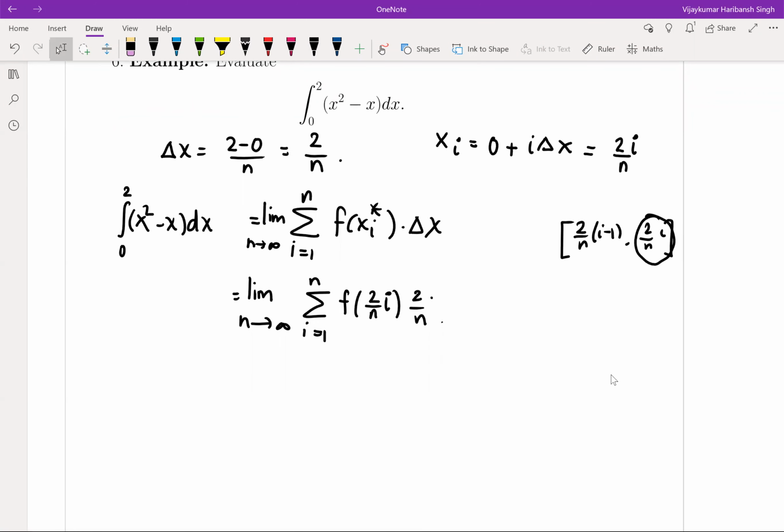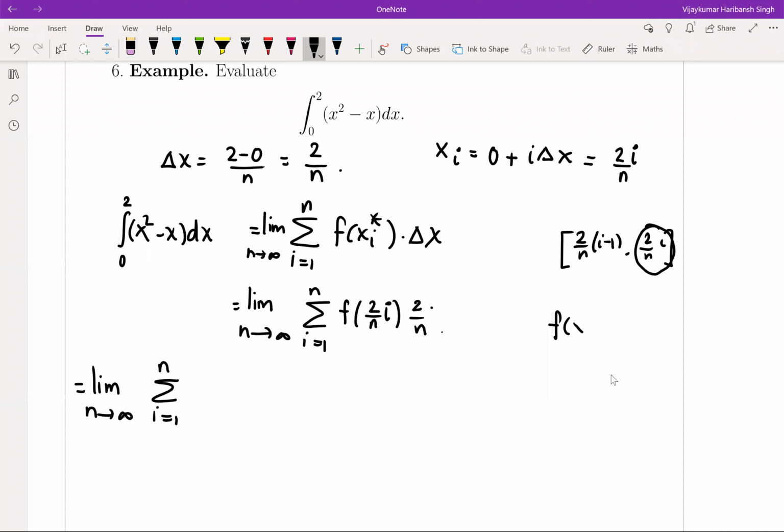So now this is going to be, let's write it down, limit as n goes to infinity. I can take summation, so this is going to be summation i going from 1 to n. We have 2i by n. What is f of 2i by n? f of x equals x squared minus x. So f of 2i by n is going to be (2i by n) the whole square minus 2i by n, multiplied by 2 by n.